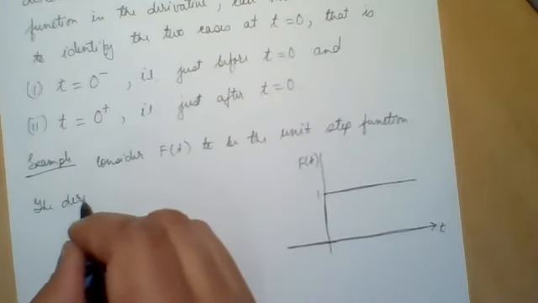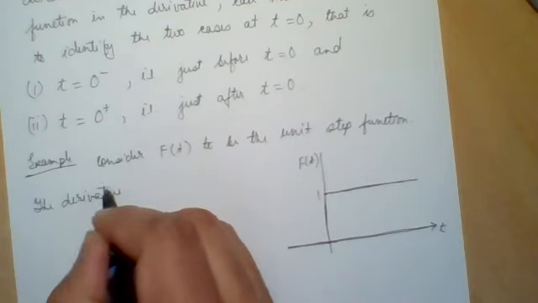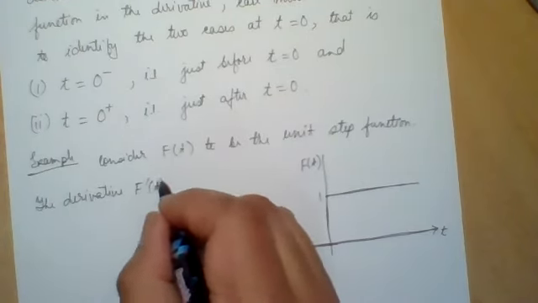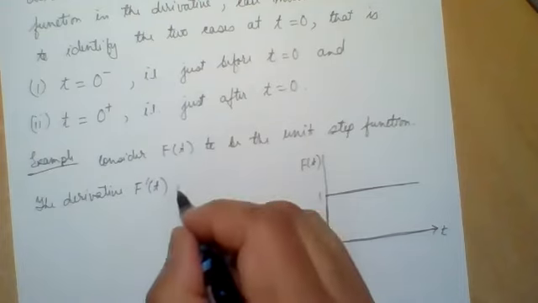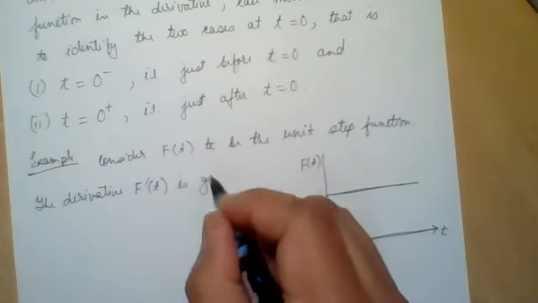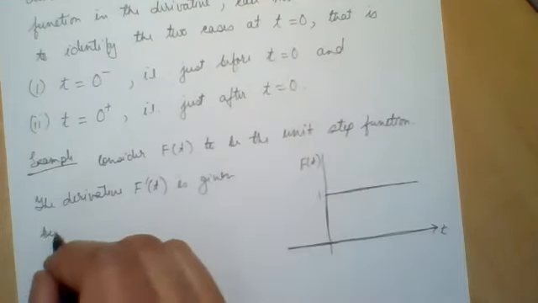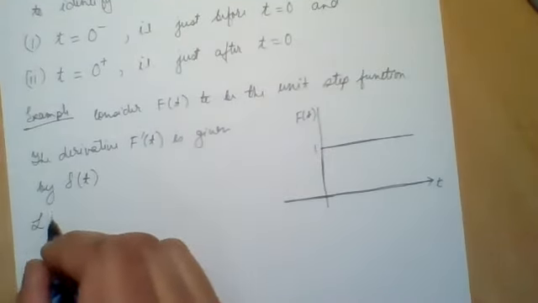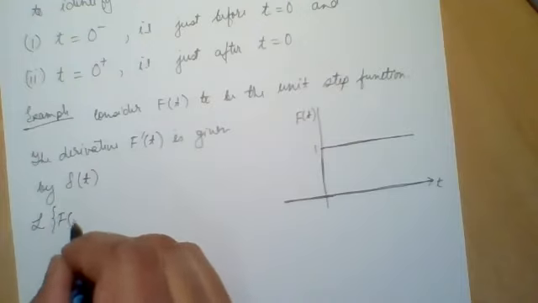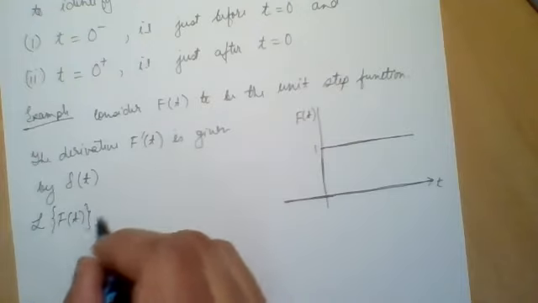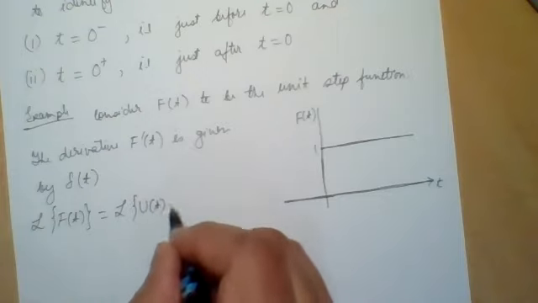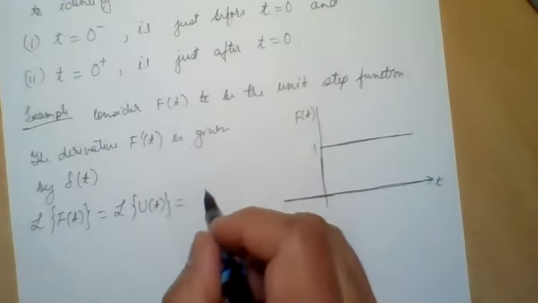The derivative f prime of t, the derivative of the unit step function, is given by the delta function, delta t. The Laplace transform of f of t, that is the Laplace transform of the unit step function, we already know is 1 by s.